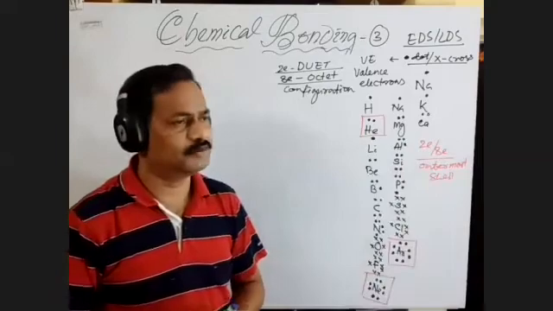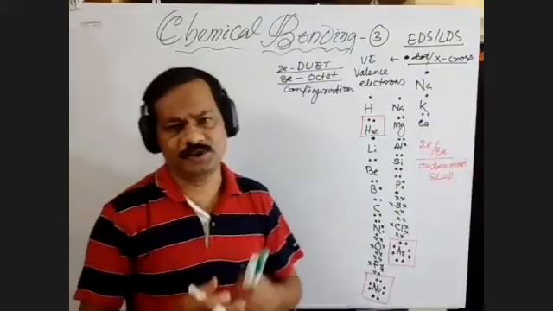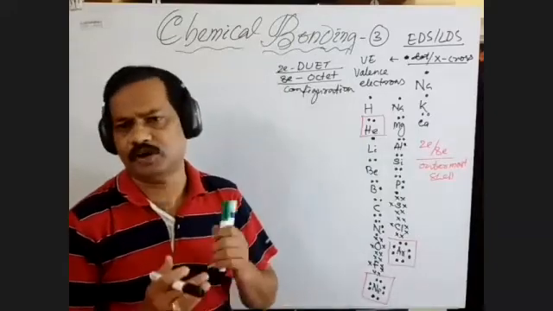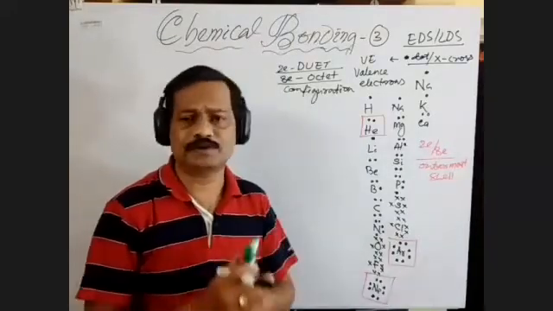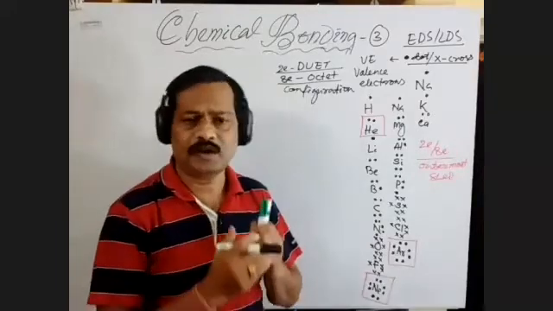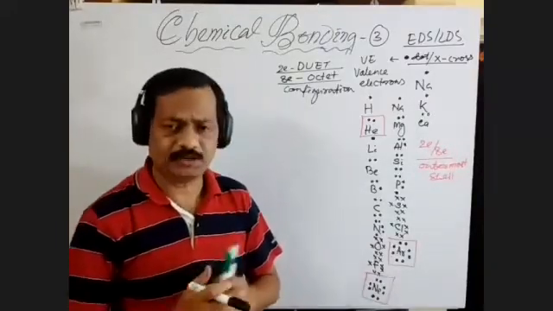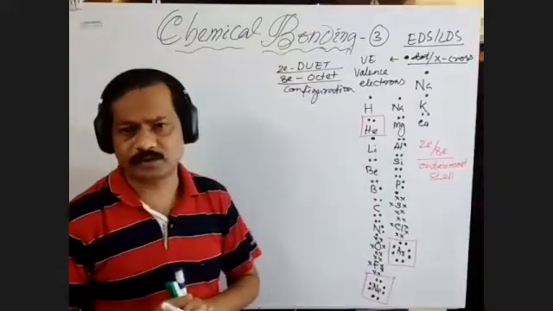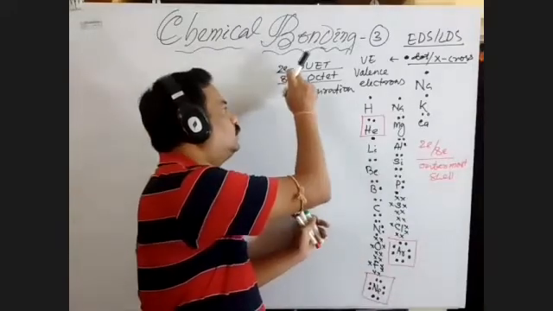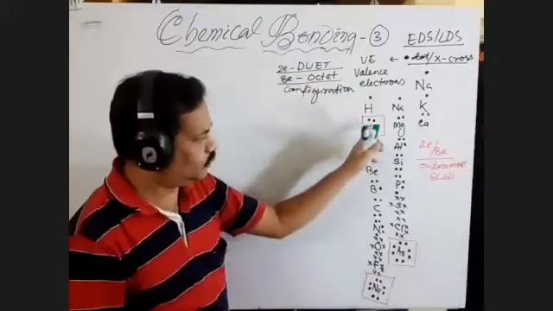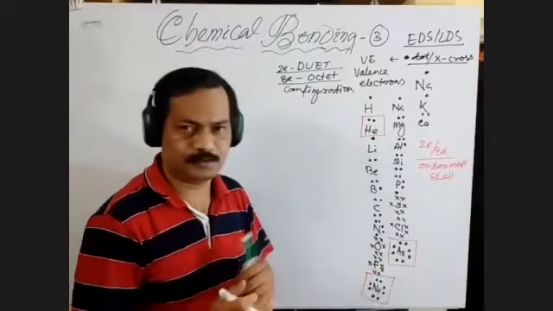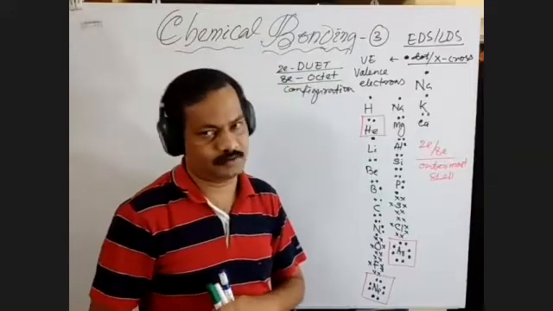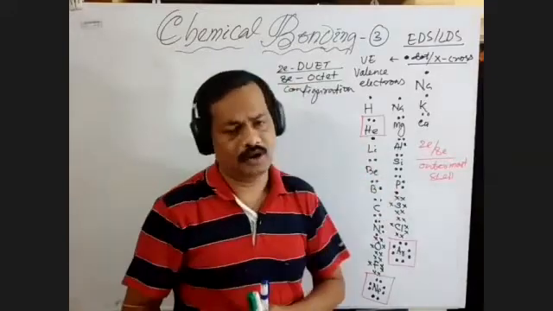Because the periodic law says that the physical and chemical properties of the elements are a periodic function of their atomic number or electronic configuration. That means the chemical stability of an atom depends on its electronic configuration. What is that magic configuration? Either 2 electrons in the outermost shell or 8 electrons in the outermost shell. 2 electrons is called a duet, 8 electrons is called an octet. So everyone wants to achieve that configuration.